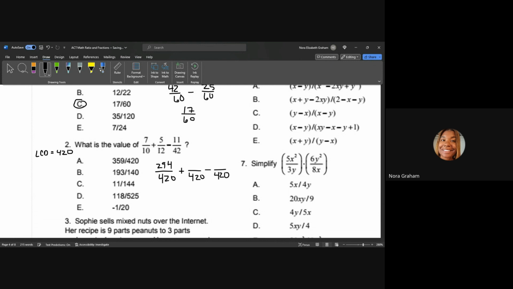12, I multiplied by 35 to get 420. So since I multiplied that 12 by 35, I have to do the same thing to the top. So 35 times 5, that's going to give me 175. 42, I multiplied 42 times 10 to get to 420. So what I do to the bottom, I have to do to the top. So 11 times 10, that's going to give me 110.